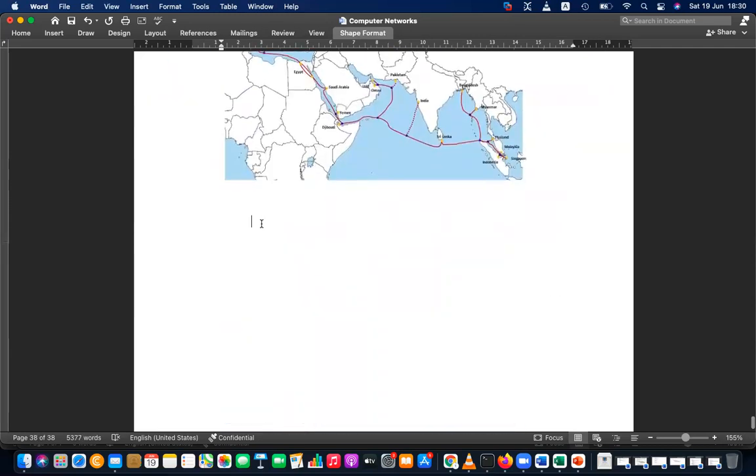Okay, then the last physical topology is mesh topology. Do you have a question to ask about the star topology? Sorry, tree topology? Okay, then write mesh topology.